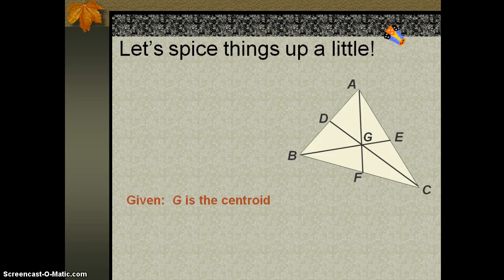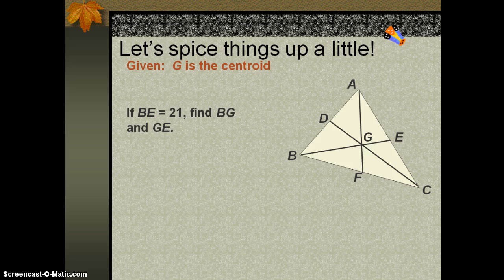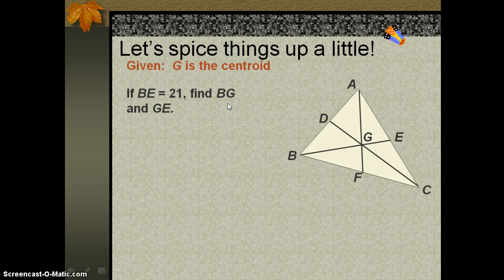Let's spice things up a little bit. Given that G is the centroid, if B is 21, find BG and GE. So we're going to find two different parts. So BE is the whole thing, and that's 21. 1/3 of that would be GE. So 21 divided by 3 is 7. That means that GE is 7. BG is 2/3, so it has to be twice this amount. So that would be 14. 14 plus 7 equals the whole 21. So again, BG is going to be 14 and GE is going to be 7.